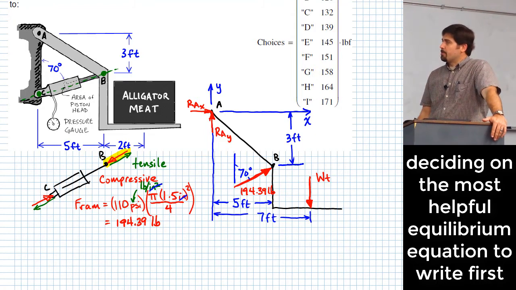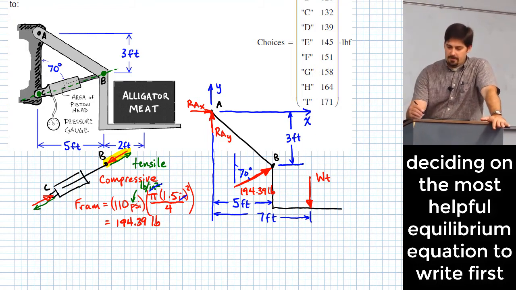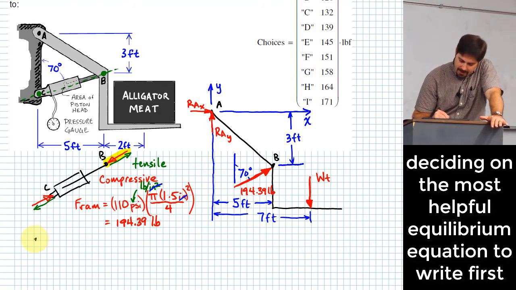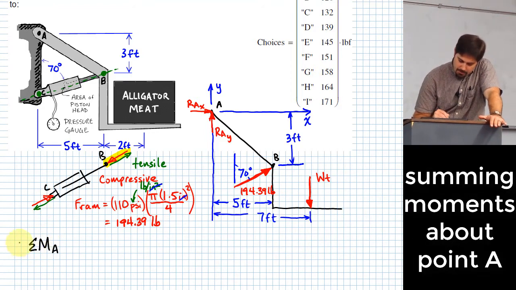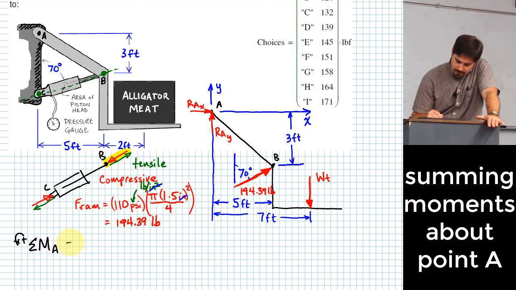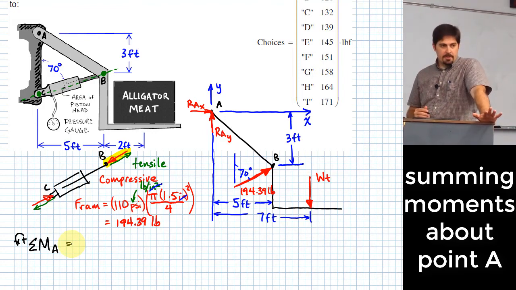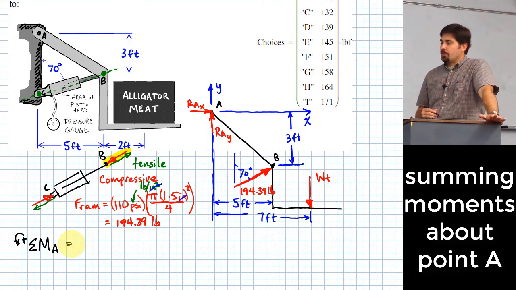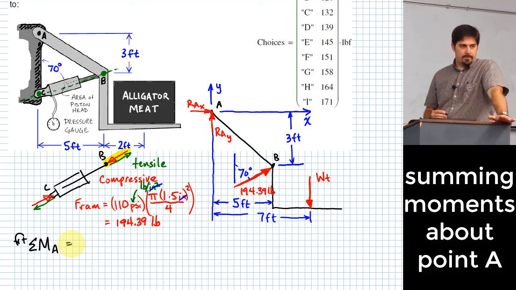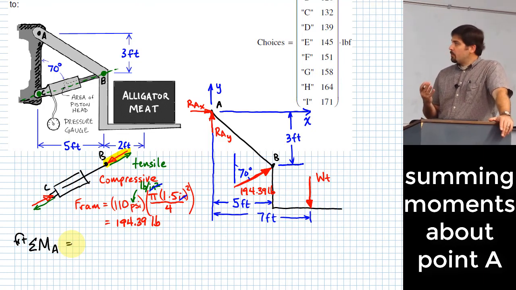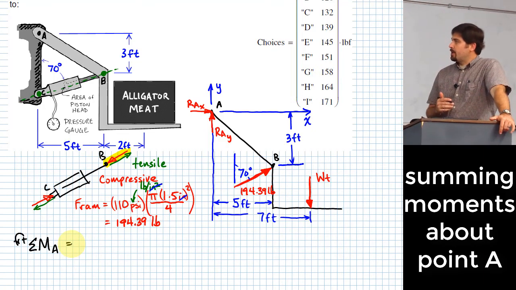I think some of you may have already mentioned it. If you sum moments about point A for this body, and I'll take counterclockwise to be positive, what you see happens there is RAX and RAY, which are unknown forces. Since they have lines of action that pass through A, those two forces will not appear in this equation. Only ones that will are the weight that I have, which is what I'm trying to find, and the 194.39 pound force that acts at B.